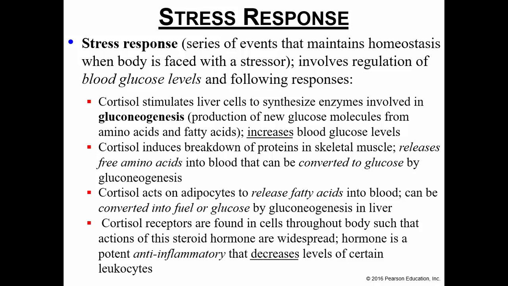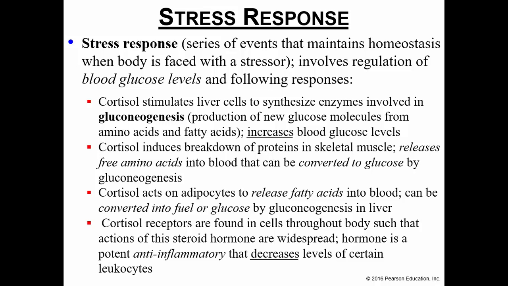And that's called gluconeogenesis. Gluco is sugar, neo is new, and genesis is making. So it's making new glucose molecules, and this increases our glucose levels. Cortisol also will cause the breakdown of proteins in your skeletal muscles to get those amino acids free so that they can be used in gluconeogenesis to make more glucose. It acts also on adipocytes to release those fatty acids so that you can get the glucose out of that, so that you can also have the gluconeogenesis happen in the liver.